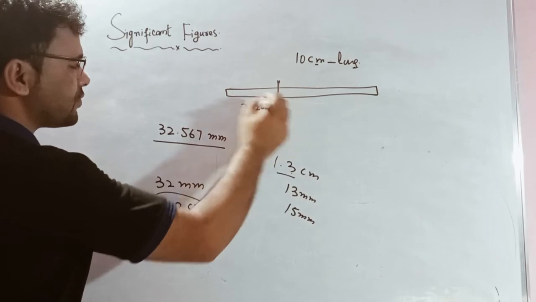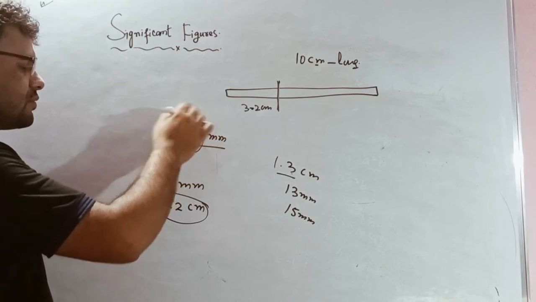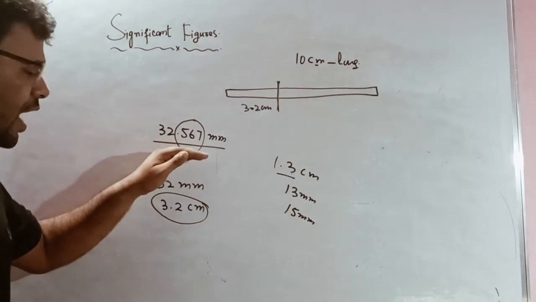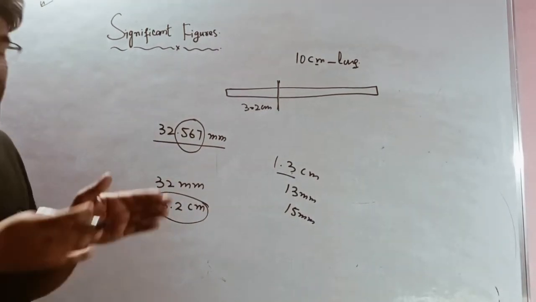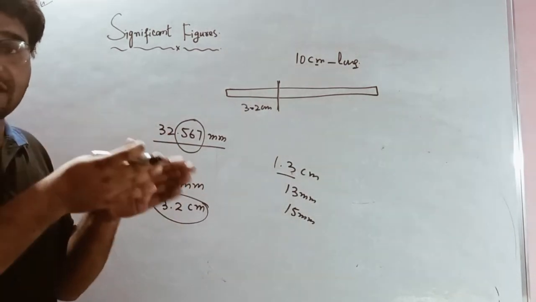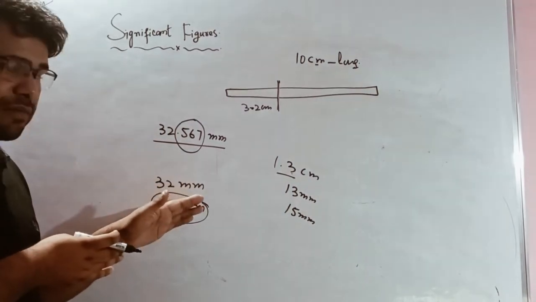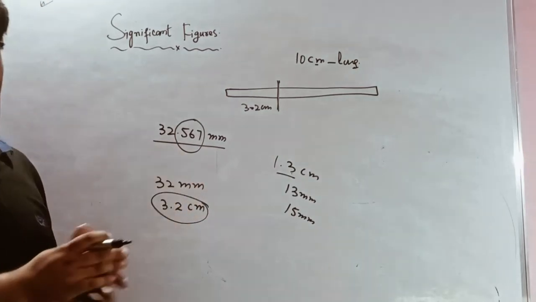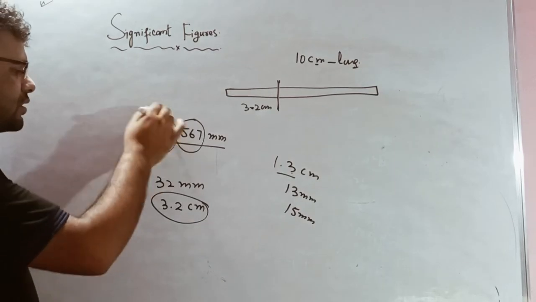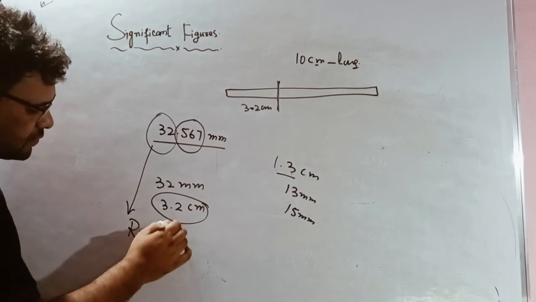I will cut this wood. You can see from this example, I removed these 3 numbers. Why did I remove these 3 numbers? Because I don't have a scale that can measure the fraction of the mm. That is the only reason we have removed it and written 32 mm, that's 3.2 centimeter. From this example you can see we have rounded off this. This means this has been rounded off.